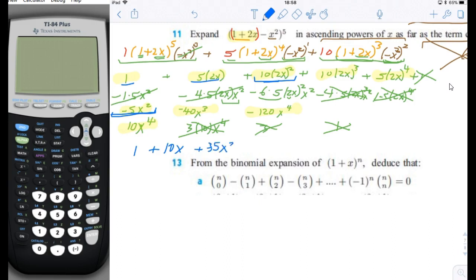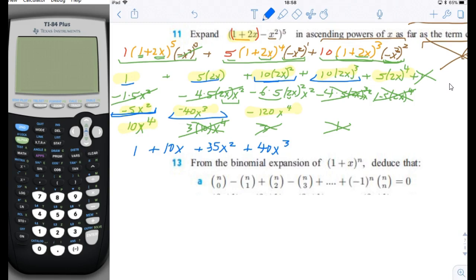Okay. And then now I'm going to look for the x cubed term. There's this one, and there is this one. So this is basically 80x cubed, and this one here is negative 40x cubed. So we're left with 80 minus 40, which is 40x cubed.